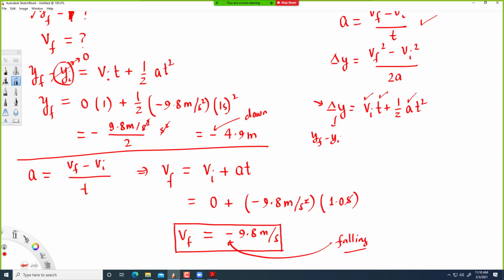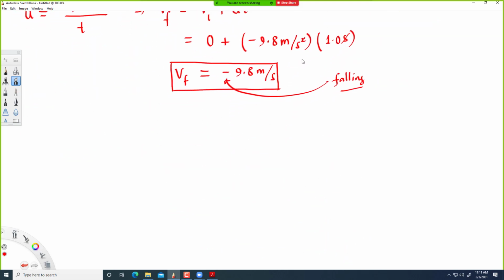So please read the question. You throw a ball downward from a window at speed of 2 meters per second. How fast will it be moving when it hits the sidewalk 2.5 meters below? So let's say you've dropped something from the window, and this distance is delta y, displacement from initial point to final point.